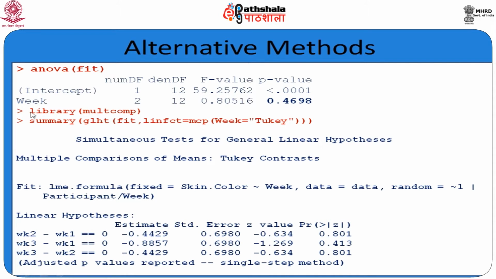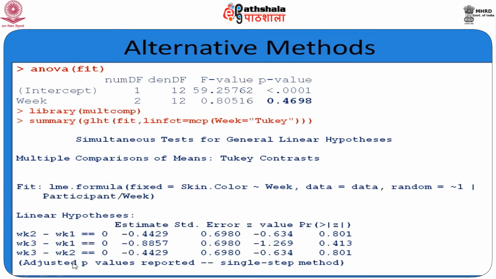So, here there is a library called multcomp. If it's not there, you can download and install. That library multcomp is responsible for all types of multiple comparisons, and here glht is one function where you pass that lme object, and then linfct equals mcp. mcp means multiple comparison, week equals Tukey. So, week is the fixed factor, where the fixed factor pairwise comparison would be done, and that will generate the multiple comparison results.